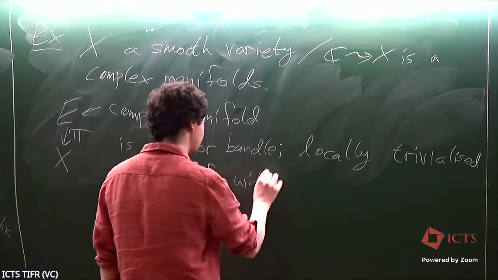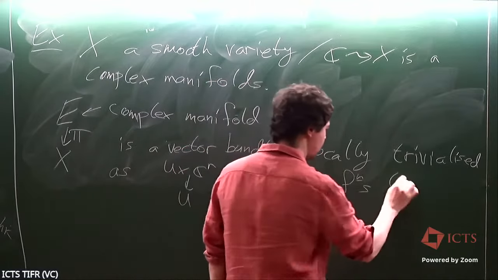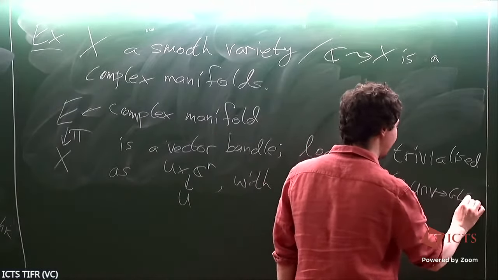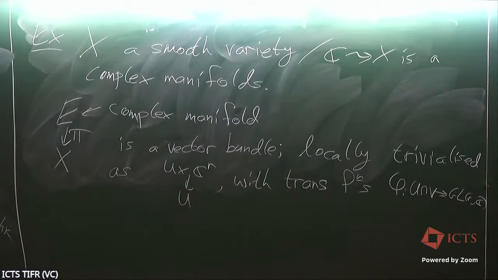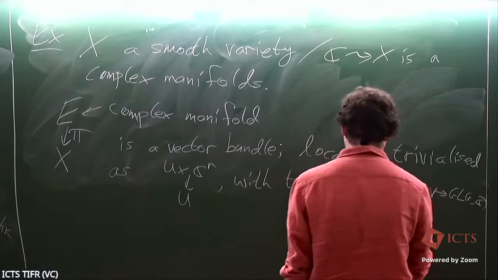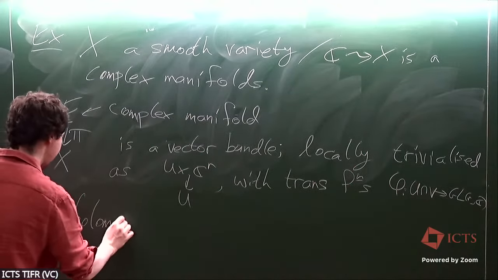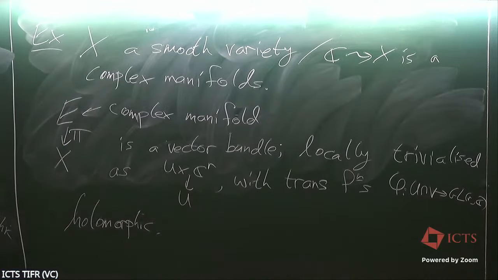So the transition functions live in, for example, U intersect V into GL of r, C. GL r, C is a complex manifold because it lives in C^(r squared). And in particular, we can ask for the transition functions to be holomorphic. This is really copying the definitions from differential geometry and importing them into complex geometry.